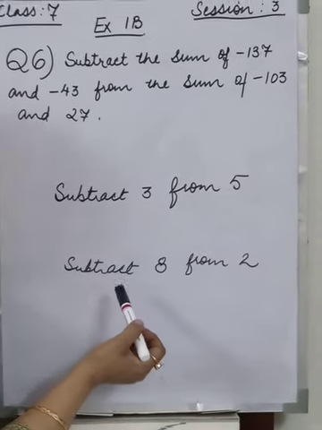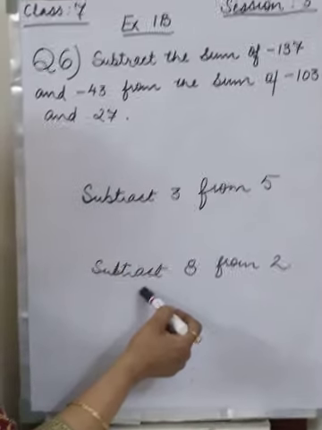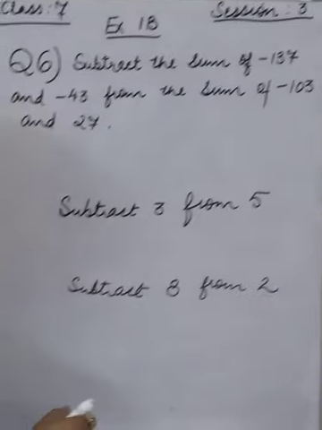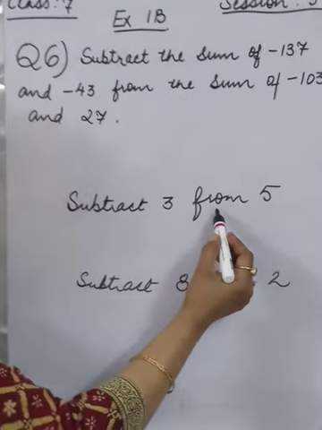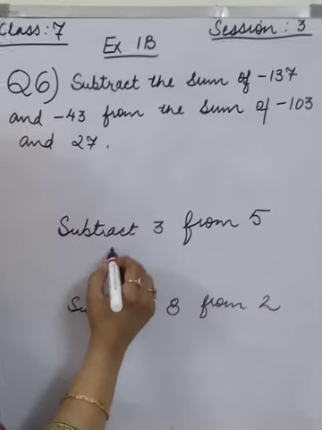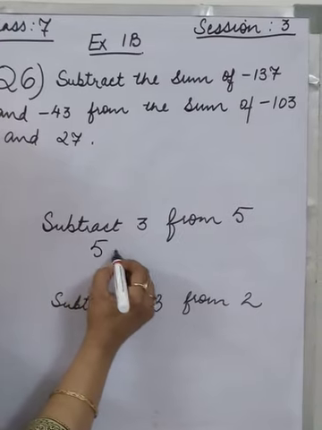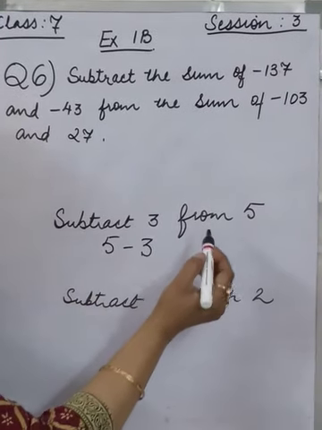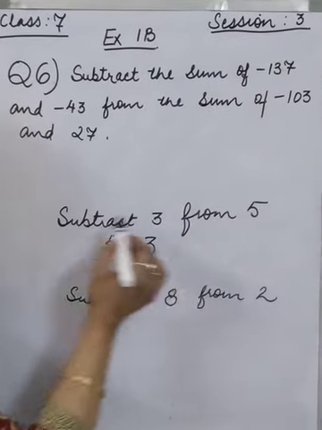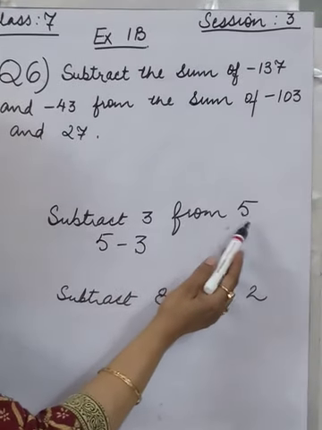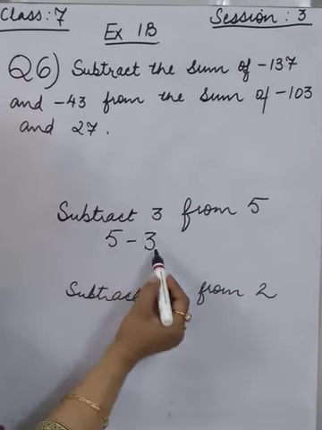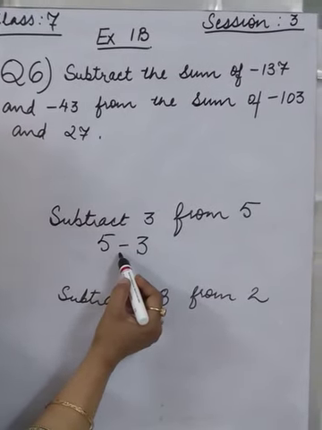How to write the expression. Actually, the aim of discussing this question is how to write the expression. Subtract 3 from 5. So, how are we going to write? 5 minus 3. From 5, we have to subtract 3. So, first we write the from part and then we write the subtract part with the sign of minus.